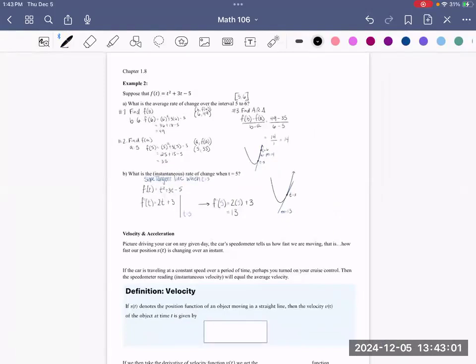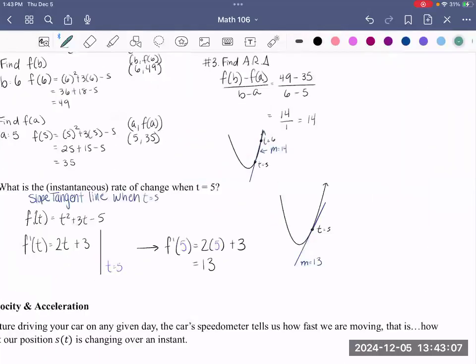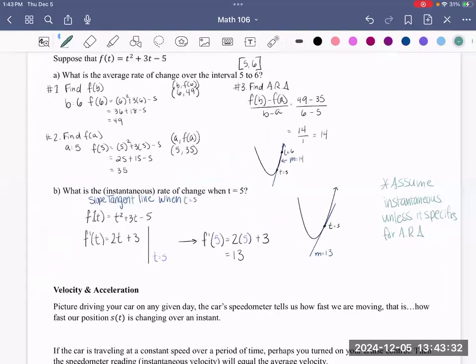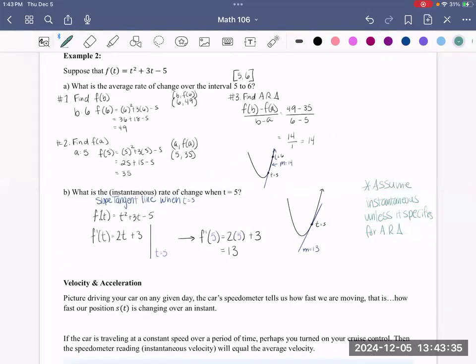Now, one more thing to emphasize before I move on: I want you to assume it's asking for instantaneous unless it specifies average rate of change. So assume that it's instantaneous. We want the slope of the tangent line unless it asks specifically for the average rate of change.